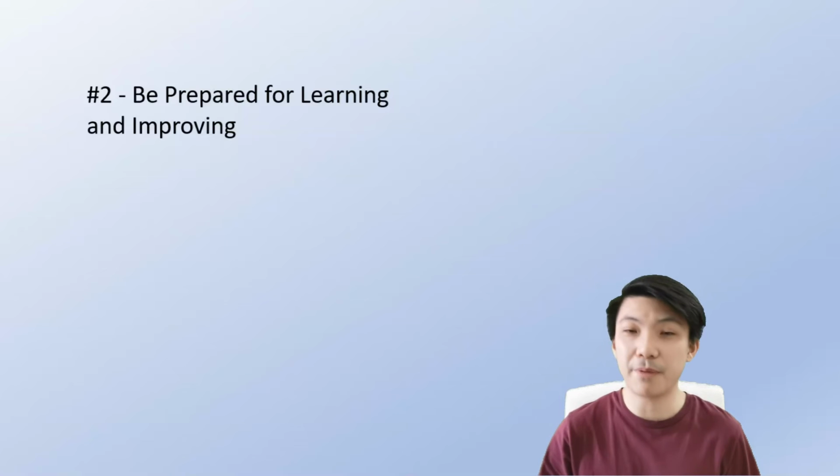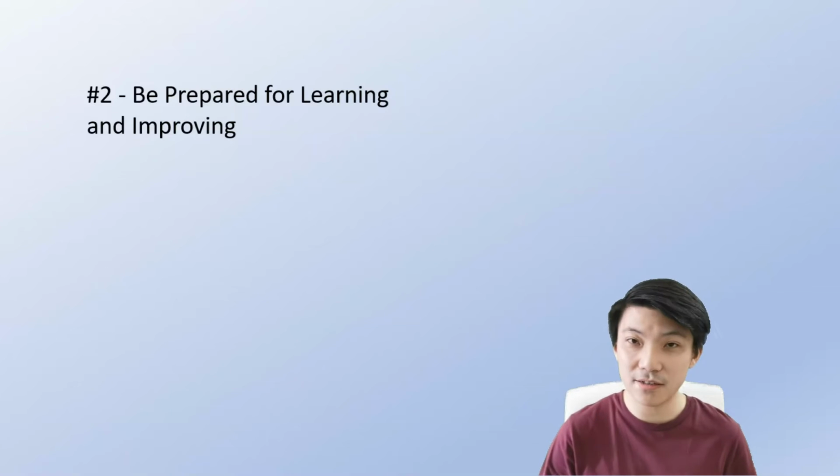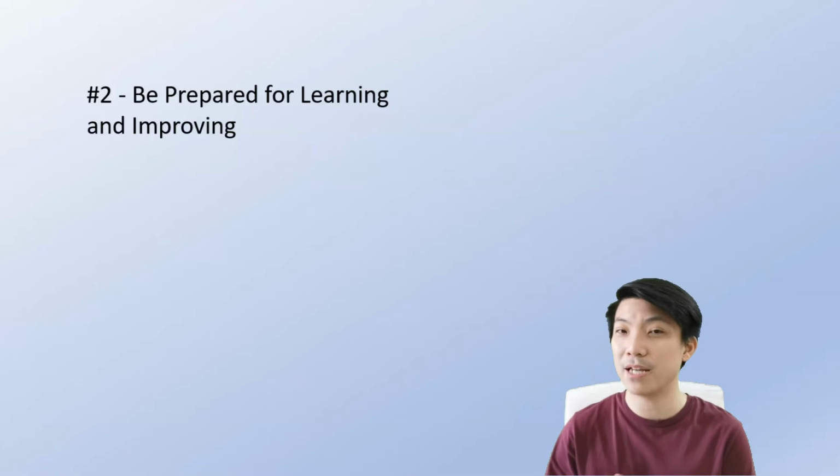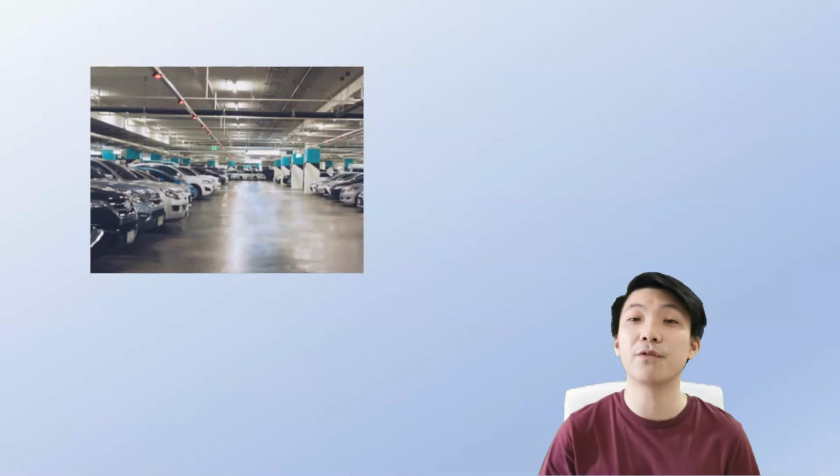Number 2, be prepared for learning and improving. Once you know what your weaknesses are, a very good way to overcome them is to make yourself extremely prepared for it. For example, if your weakness is that you have a very bad sense of direction, before you make your move, just be prepared and map out your route. If you are someone forgetful, like you often forget where you park your car, just snap a photo of your parking lot with your phone so that you can easily identify where you parked after that.